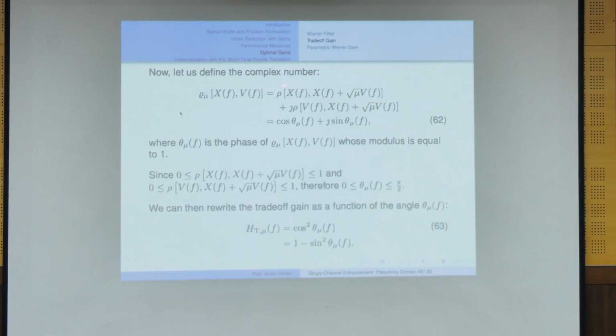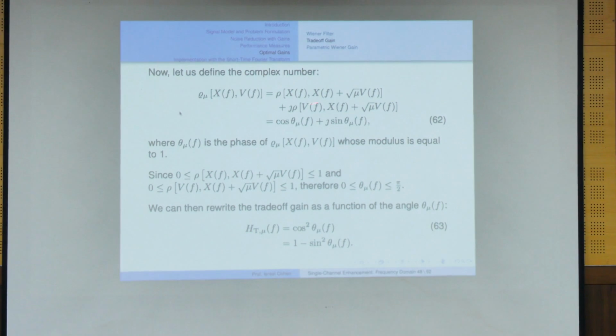So this is the coherence between x and x plus square root of mu v, and the coherence between v and x plus square root of mu v. You see, instead of y, we write x plus square root of mu v, because we want to give more weight to the noise. And this will be defined as theta mu.